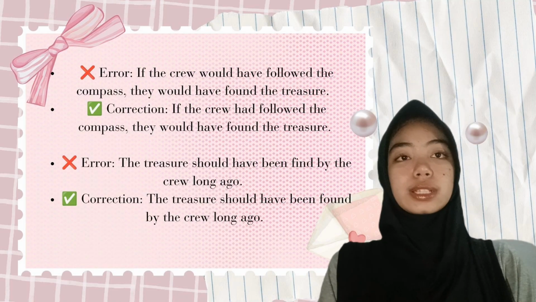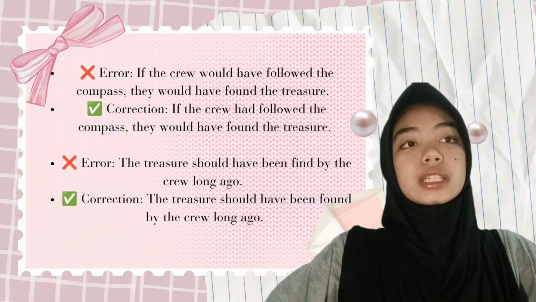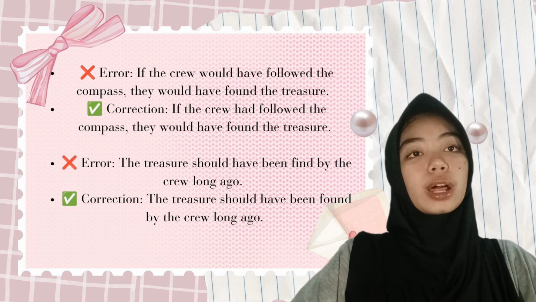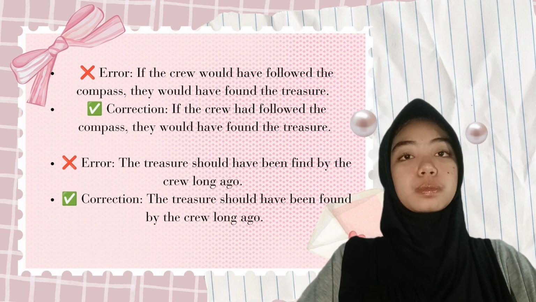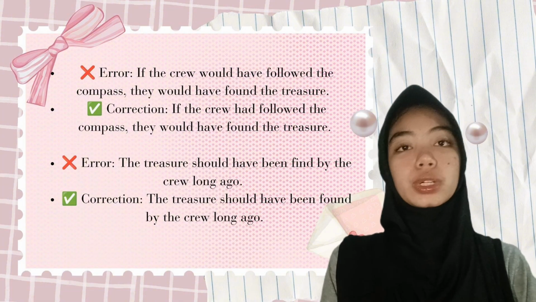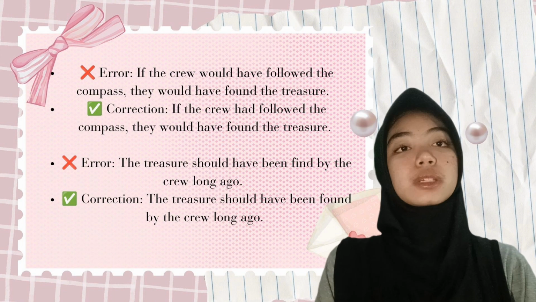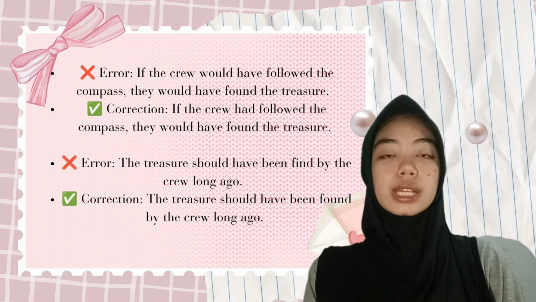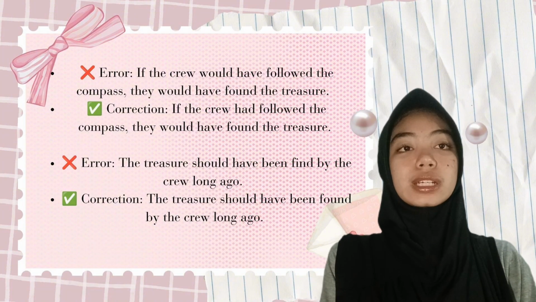Moving on to the second sentence, the error lies in the word find. This sentence uses a past modal in the passive voice. The passive formula for past modal is modal plus have been plus verb 3 or past participle. Since the verb 3 or past participle of find is found, the correct sentence becomes, the treasure should have been found by the crew long ago.